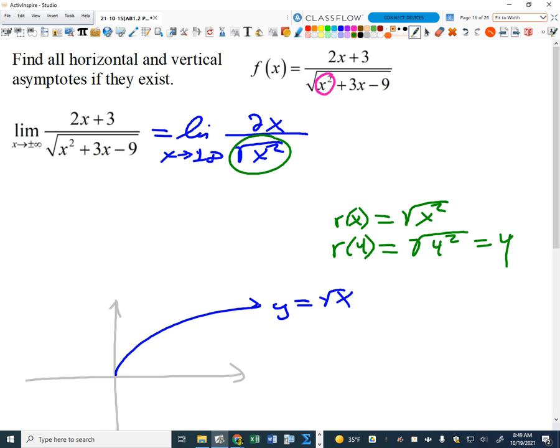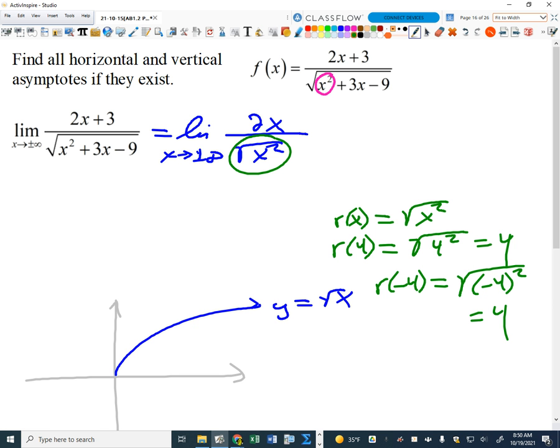That's 4. Well, it seems like x then, doesn't it? If r of x were equal to x, that would make sense. Okay, but let's try another one. What's r of negative 4? That's the square root of negative 4 squared, which is also 4, isn't it? Square root of 16.